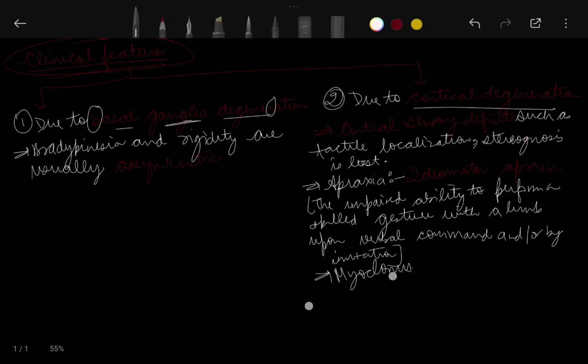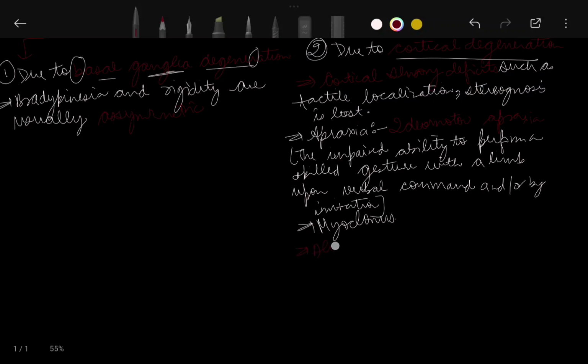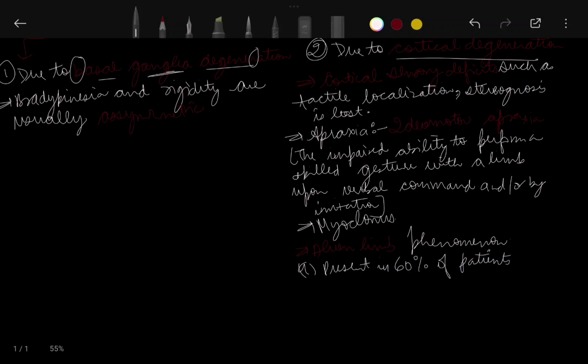Now we have the alien limb phenomena. Till now, in cortical degeneration, we studied cortical sensory deficits such as tactile localization and stereognosis, apraxia, myoclonus, and then we have alien limb phenomena. It is usually present in 60% of patients. Usually, the cortical degeneration is all related to the sensory system only.